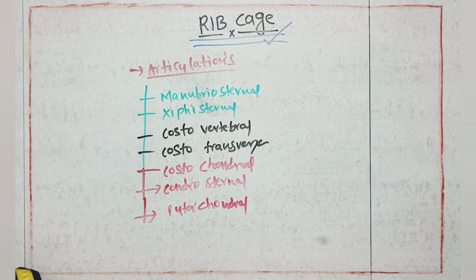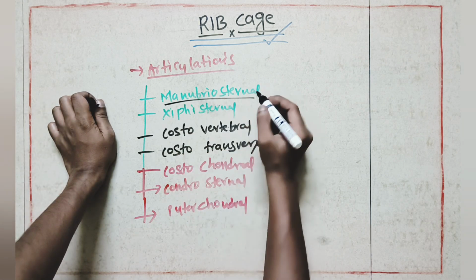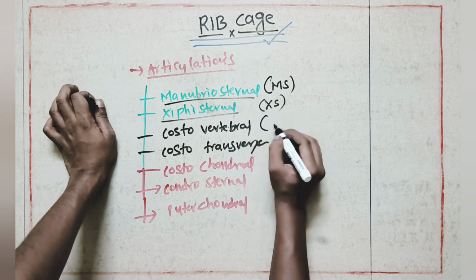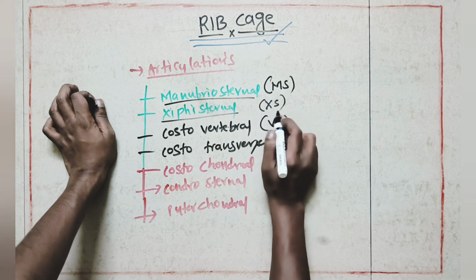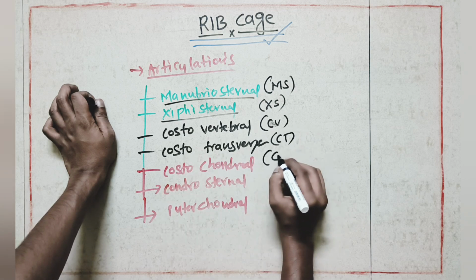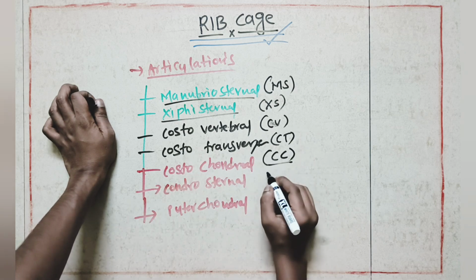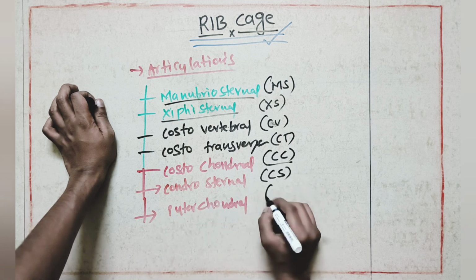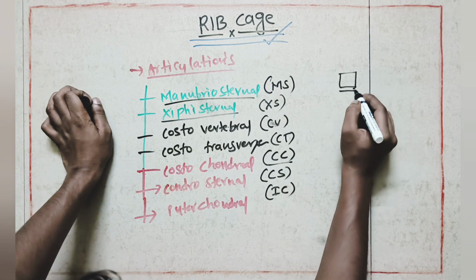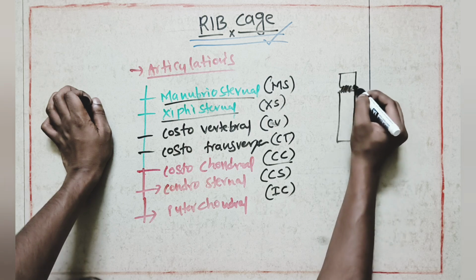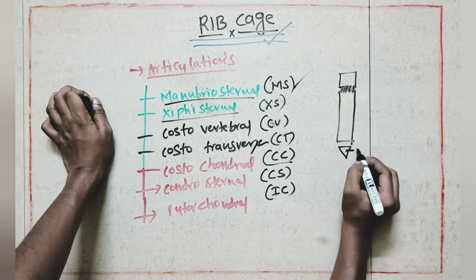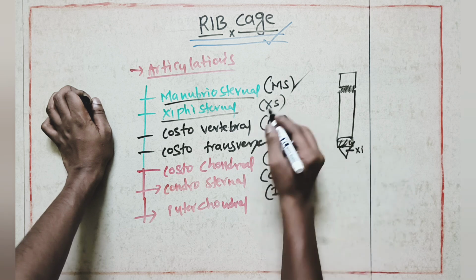Here simply we'll see one idea: manubriosternal joint, that is MS, manubriosternal; xiphisternal, that is XS, xiphisternal joint; costovertebral joint, and here costotransverse joint, here costochondral joint, here chondrosternal joint, here interchondral joint. Manubriosternal joint means this is the manubrium, this is the body of the sternum. The connection between manubrium and body of the sternum is the manubriosternal joint. Xiphisternal, the connection between the xiphoid process and the body of the sternum, is the xiphisternal joint.